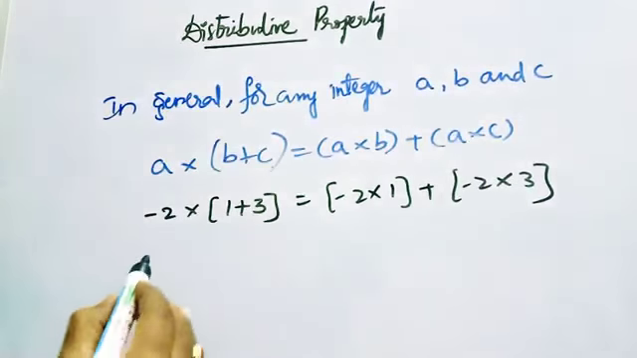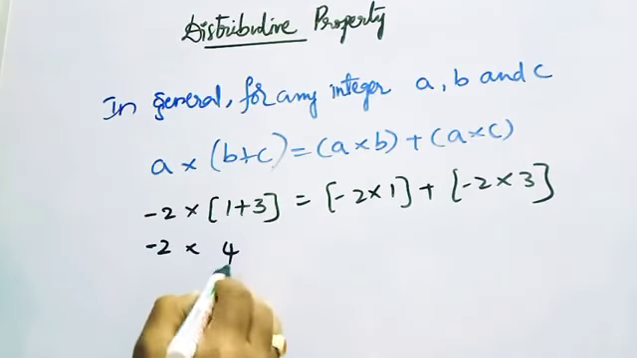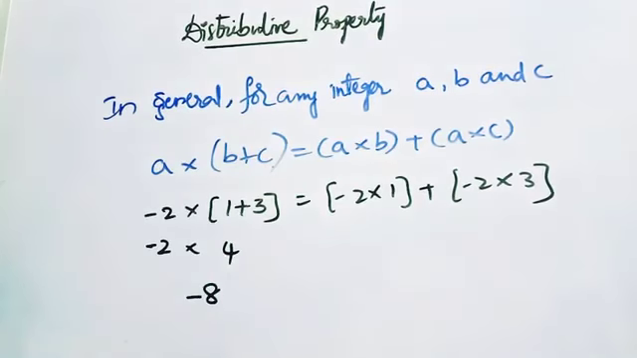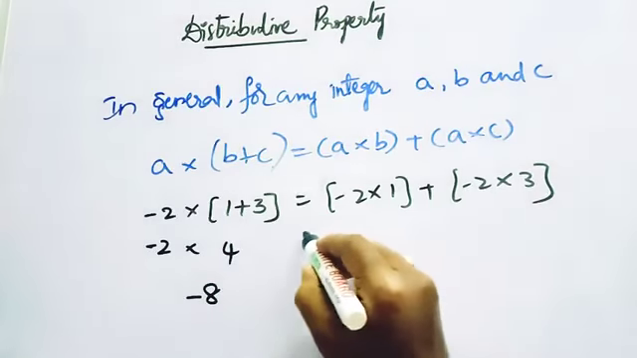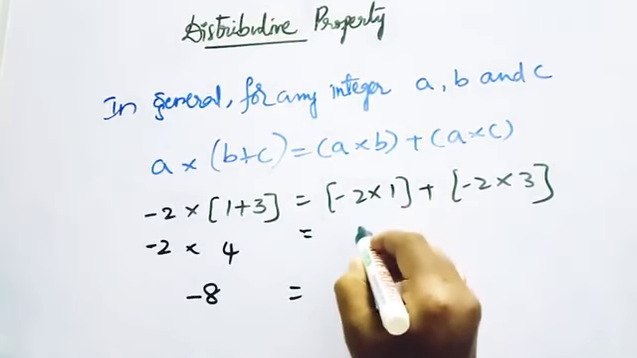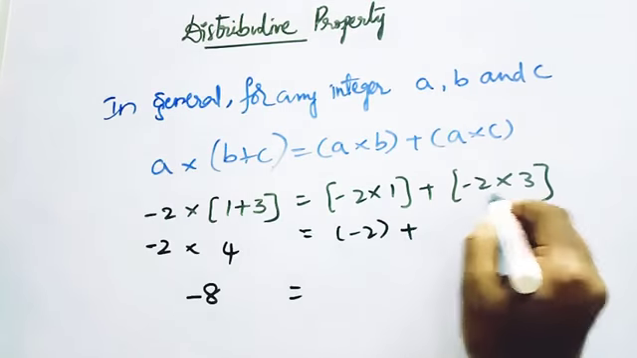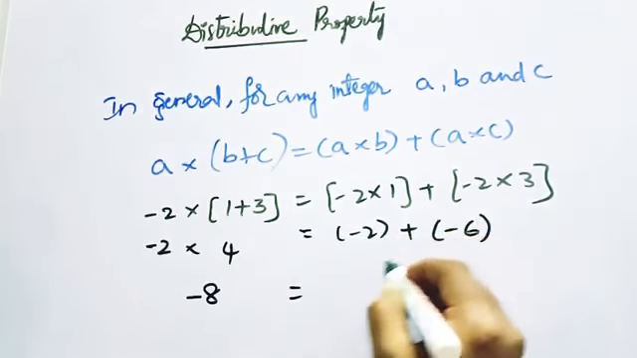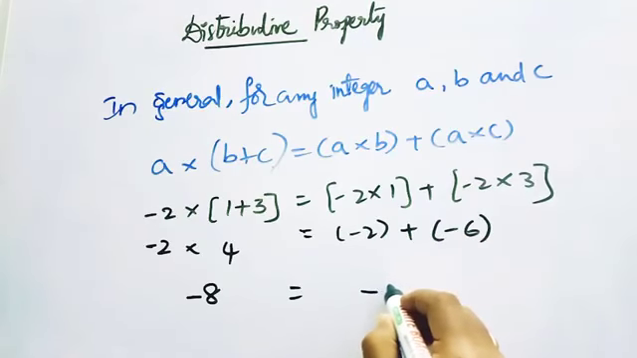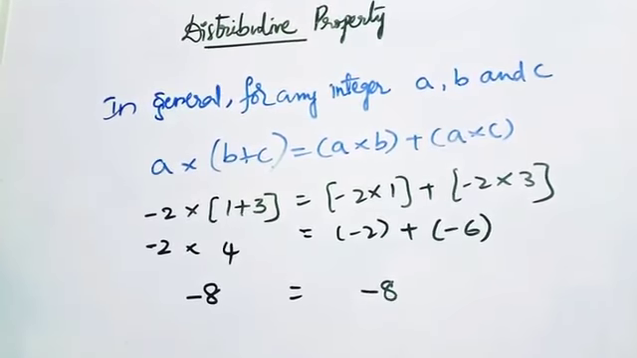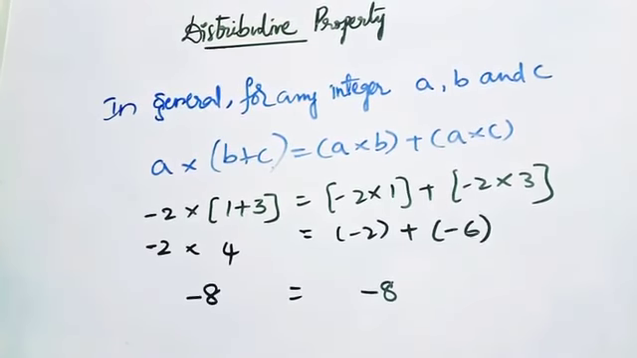On the left side we have -2 × (1 + 3), which is -2 × 4, which is -8. So LHS we got -8. Now the right side: 2 ones are 2, so -2, plus 2 threes are -6. If I add both negative integers, we get a negative answer, -8. So from this example we can say that a × (b + c) gives a × b + a × c. Therefore multiplication distributes over addition of integers.